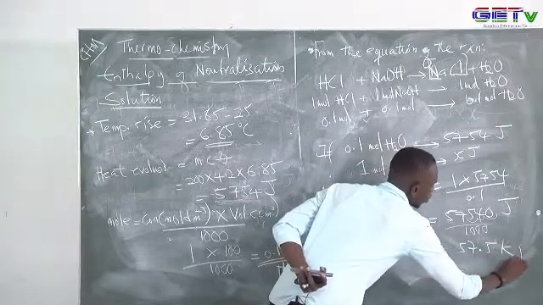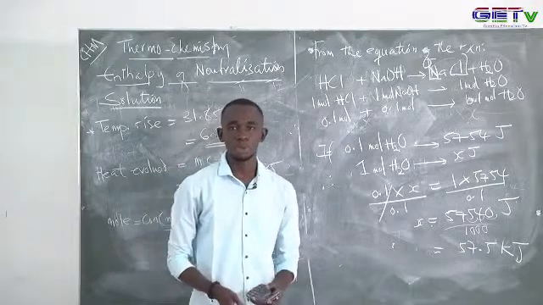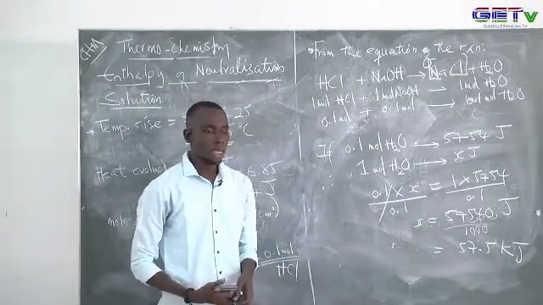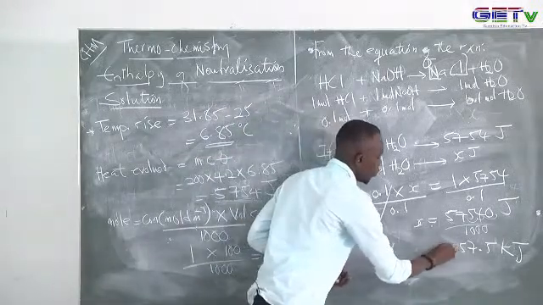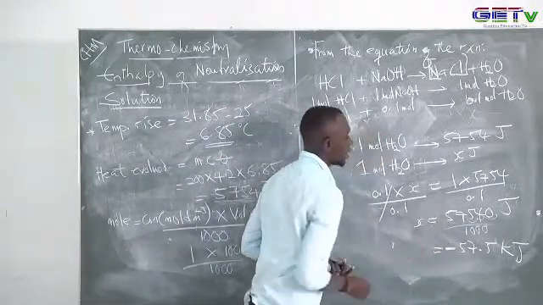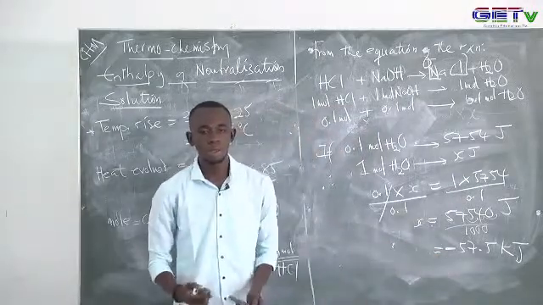57.5 kilojoules. When we were discussing the standard enthalpy of neutralization, we said it is always an exothermic reaction, which means we attach what? A negative value. Again, without a negative value, the answer will be wrong.